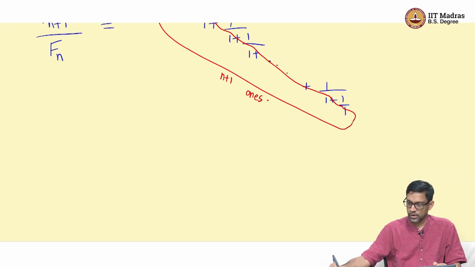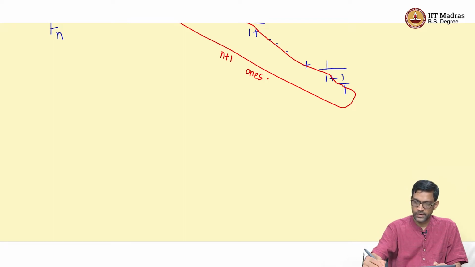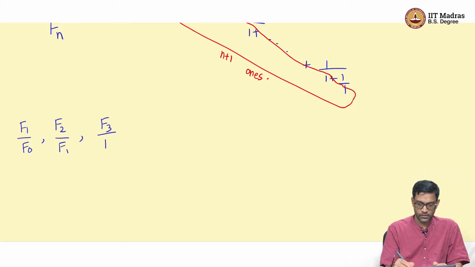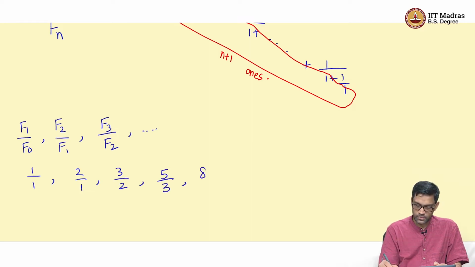Now what we want to do is to try and understand what these successive ratios look like. So let us see what we have for different values of n. If you look at f2 over f1, f3 over f2 and so on, or even f1 over f0, one can explicitly compute these. So we have, for example, the first term is just 1, 2 by 1, 3 by 2, 5 by 3 and so on. Let's write out a couple more.